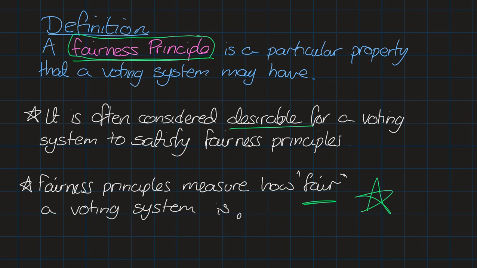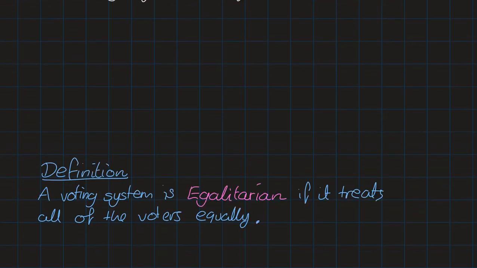So there are many different types of fairness principles, and for this class and the next couple classes we're going to go through some of the most important ones. Some of them are quite simple, quite straightforward, and some of them are much more complex. Let's just start with the easy ones.